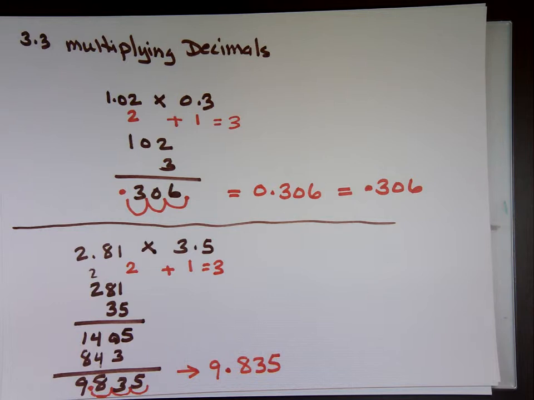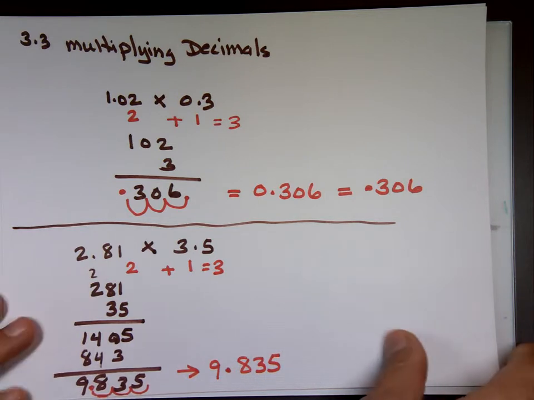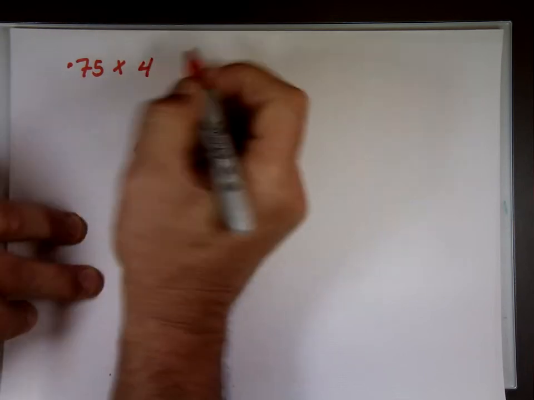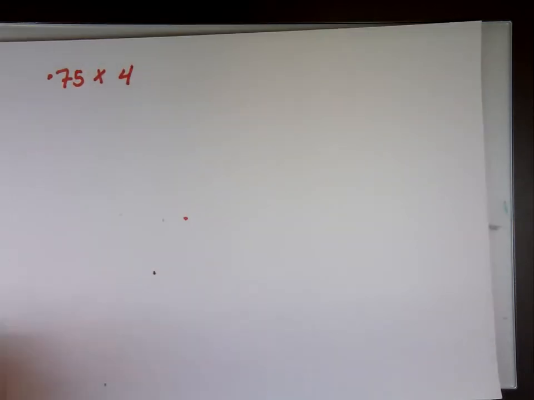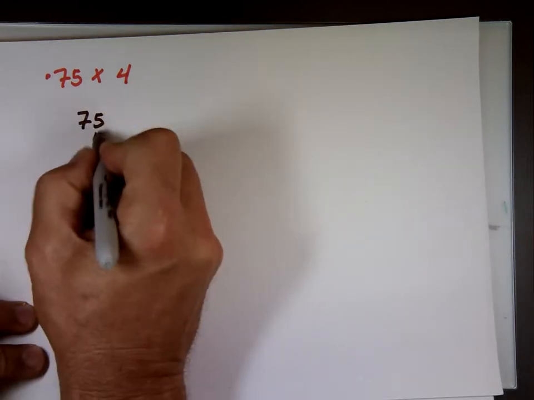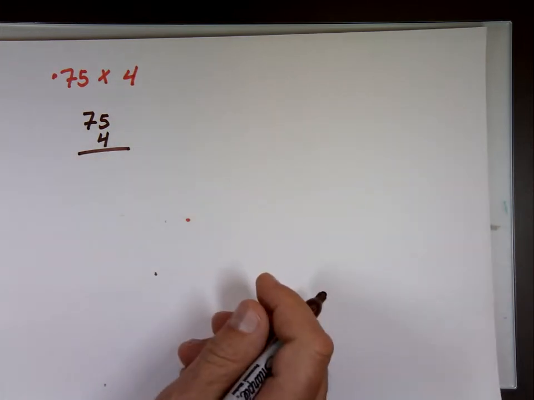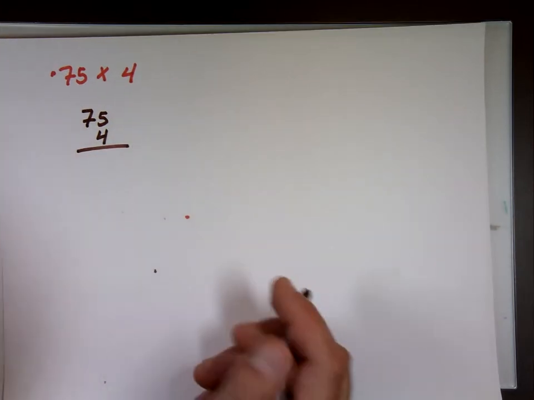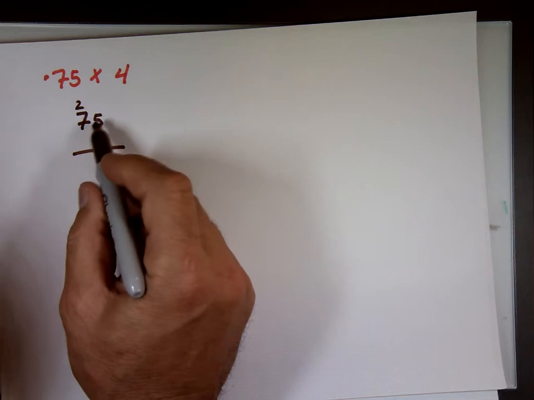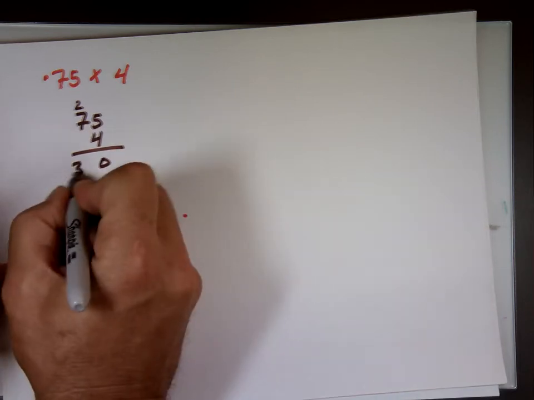Let's try another one. 0.75 times 4. Again, write the numbers without the decimal point. That's 75 times 4. 4 times 5, 20. 0 carry 2. 4 times 7 and 2, 30.